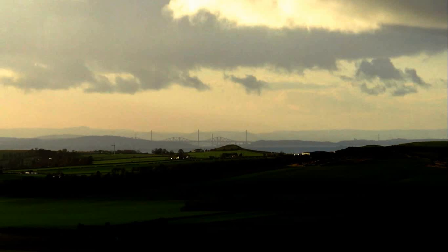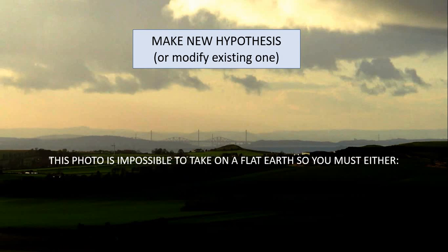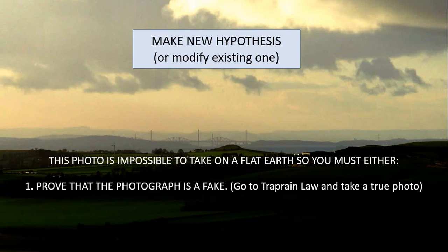So looking again at our picture of the bridges and the hills in the distance, we need to make a new hypothesis or modify the existing one in order to explain why this is seen. The photograph is impossible to take on a flat Earth, so you must either prove that the photograph is a fake, and that's easy to do. You go to Traprain Law and you take a photograph yourself. If what I'm telling you and showing you here is true, you'll get a photograph that looks like this. And if what I'm telling you is not true, if I have in some way manipulated this photograph to make it appear to support a spherical Earth, when in fact it supported a flat Earth, then you'll be able to demonstrate that really easily with your own photographs.